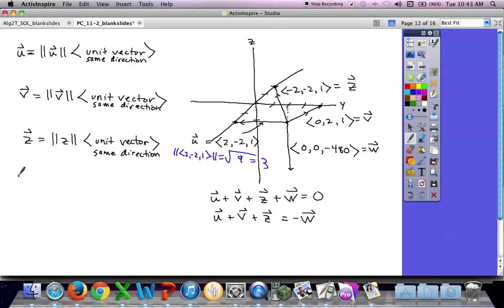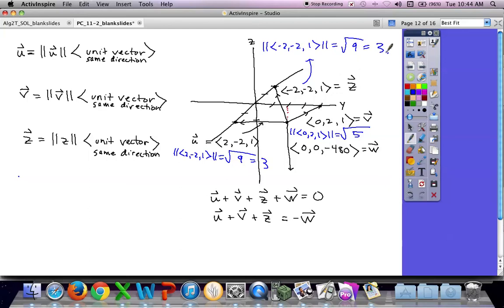Okay, if you go over here, the magnitude of this one is the square root of 0 squared plus 2 squared plus 1 squared, which is the square root of 5. And the magnitude of this one is the square root of 9 again, which is 3.